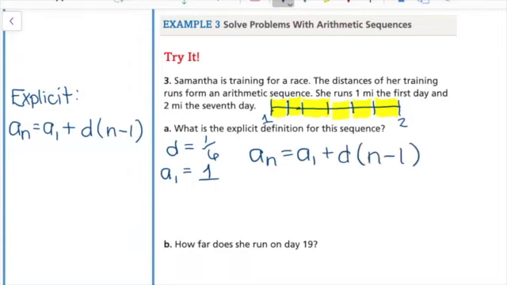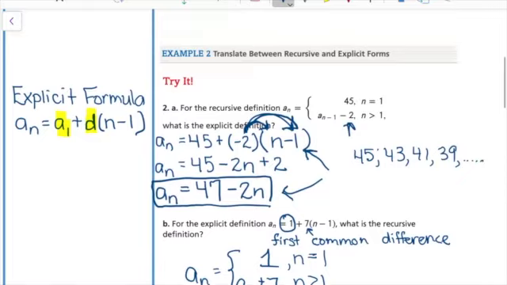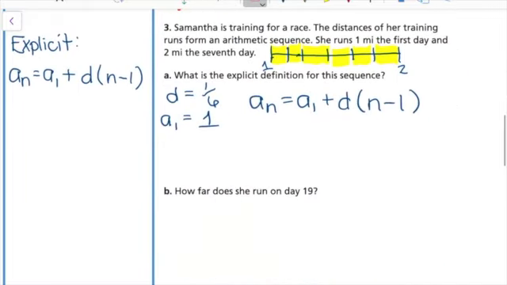So this is the explicit formula. I rewrote it over here. We also had it up here in our notes. And I'm going to take the lazy way out and erase A1 and the common difference and replace them with what the numbers are. So A1 is 1. The common difference is 1/6.